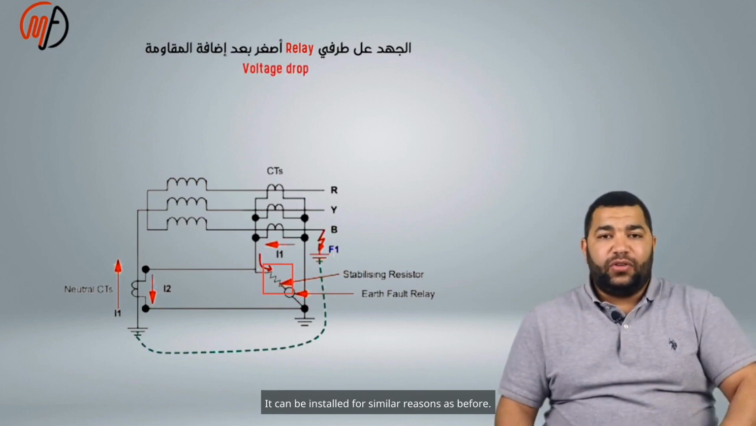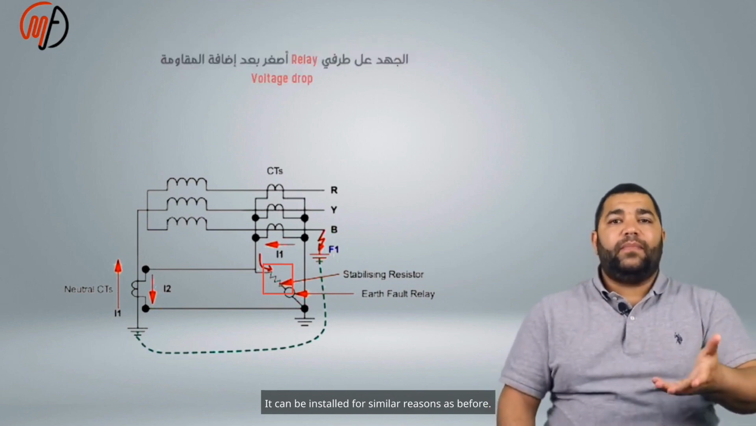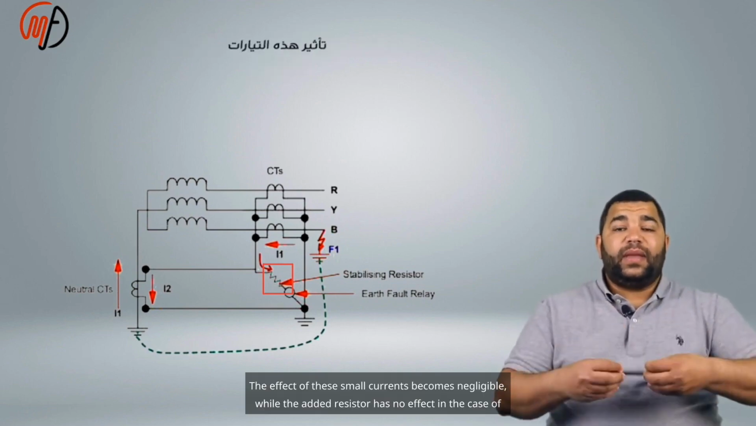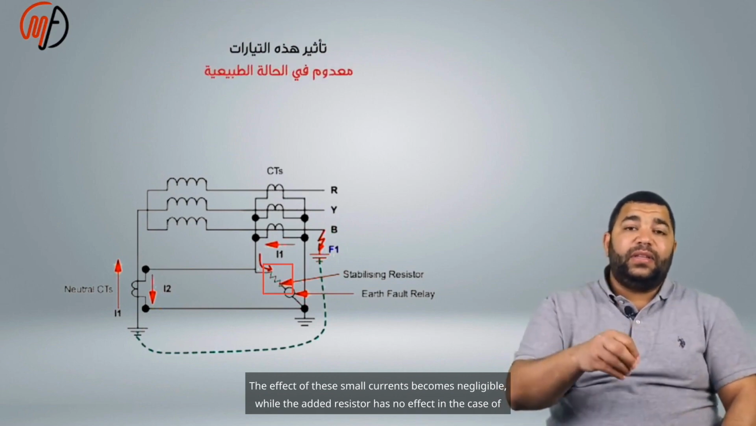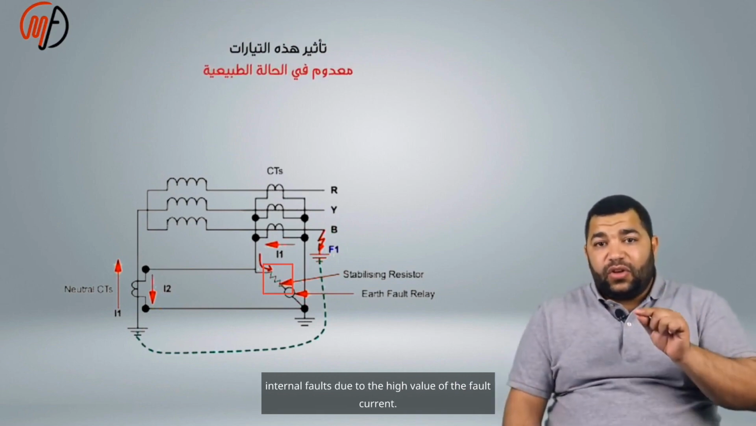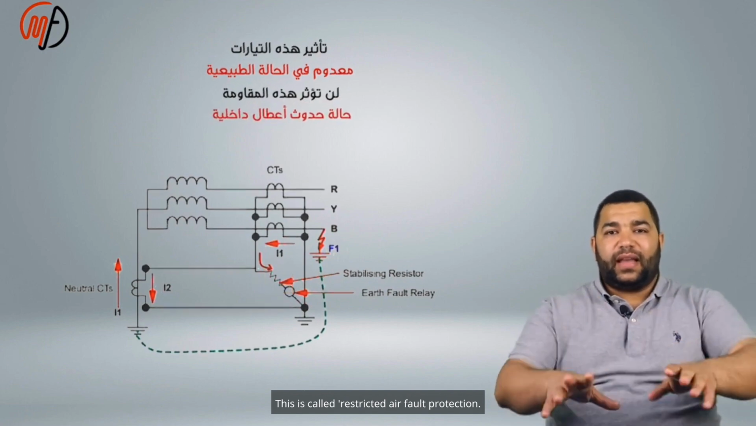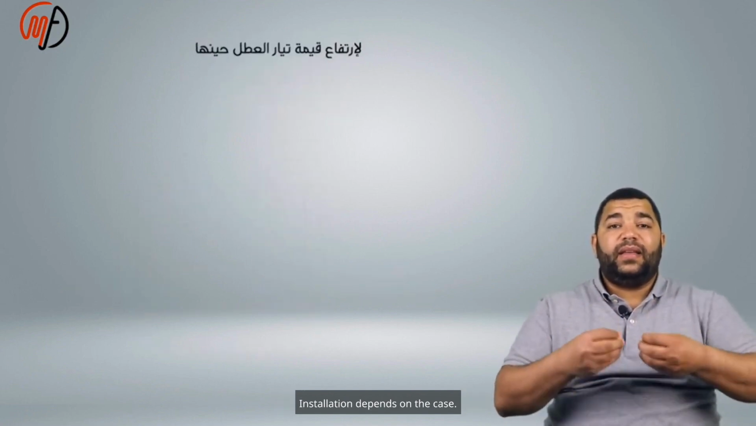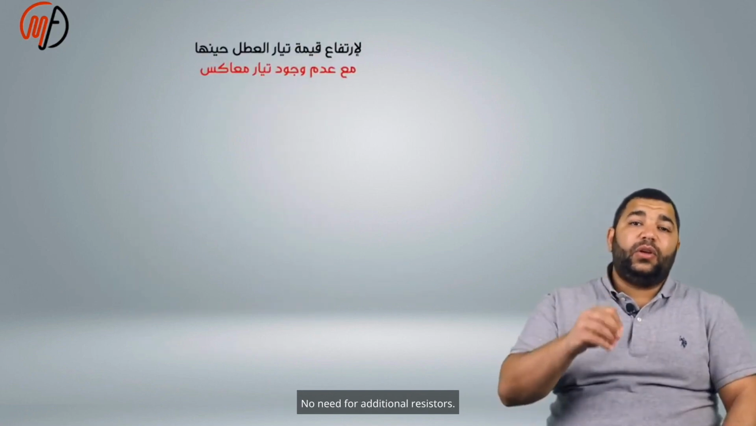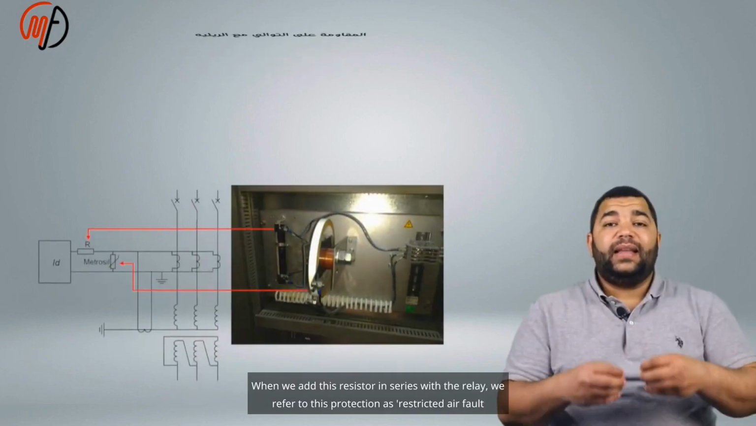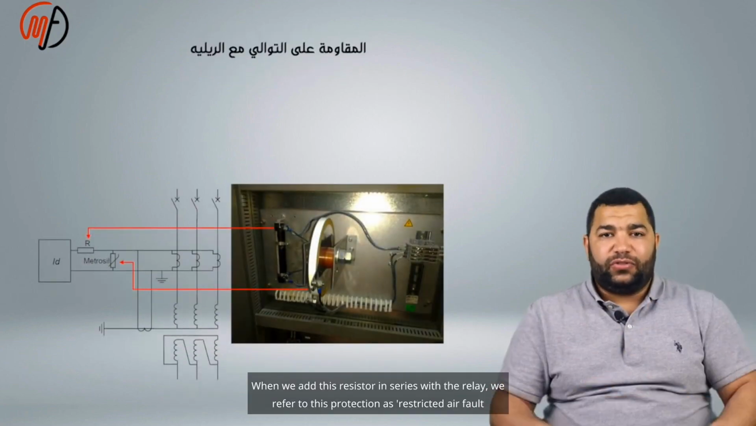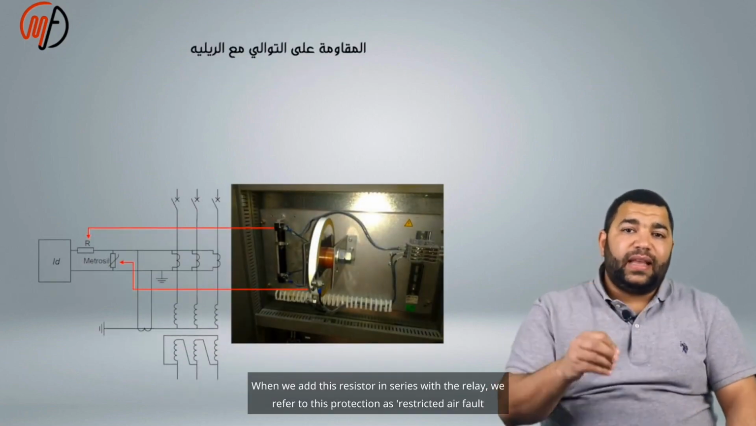It can be installed for similar reasons as before. The effect of these small currents becomes negligible, while the added resistor has no effect in the case of internal faults due to the high value of the fault current. Installation depends on the case. When we add this resistor in series with the relay, we refer to this protection as high impedance restricted earth fault protection.